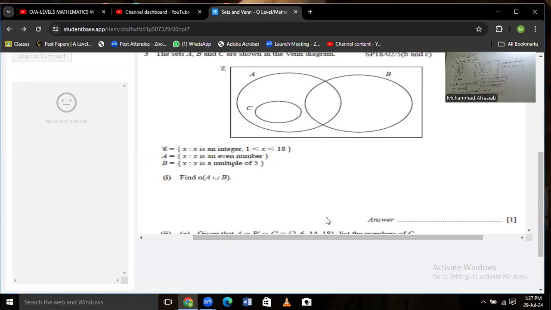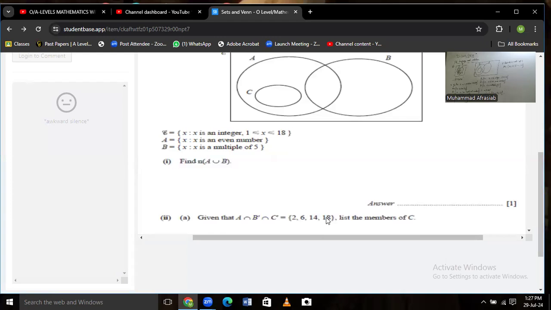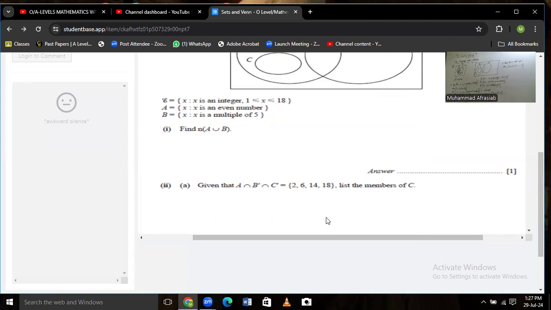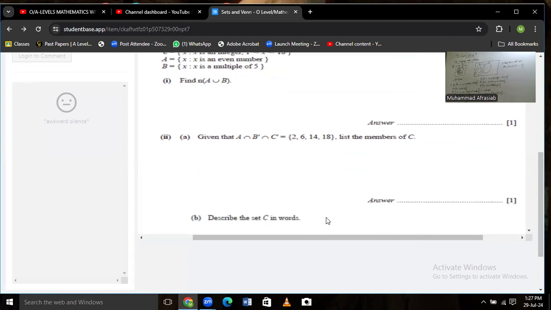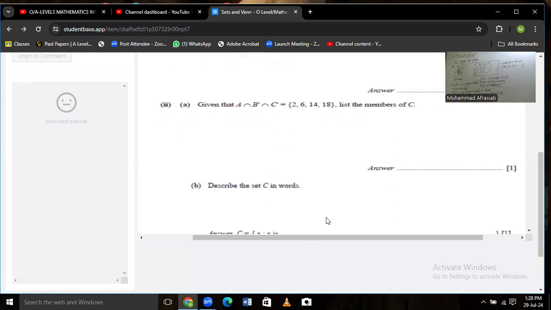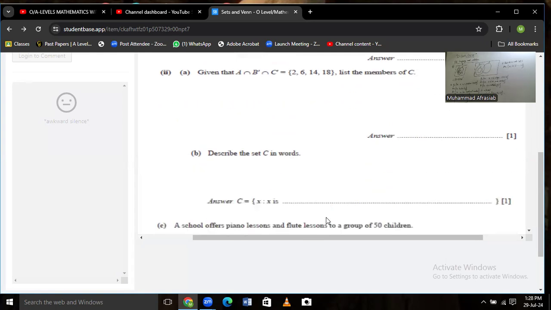Then, given that A intersection B complement intersection C complement is equal to 2, 6, 14, and 18, list the elements of C. Describe the set C in words: X is such that X is. So this is question 3 of that part.